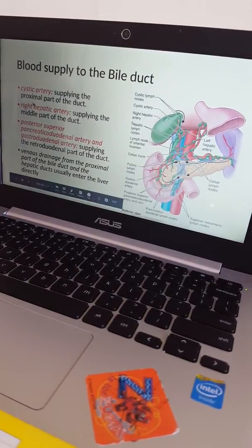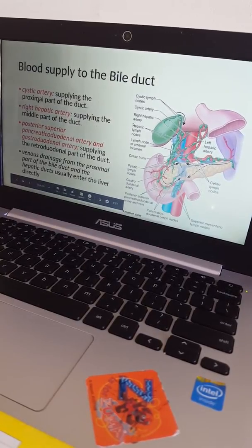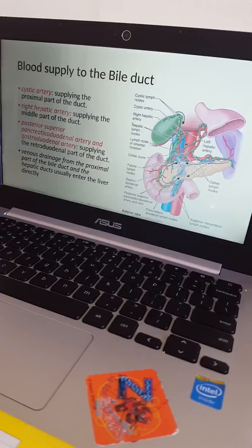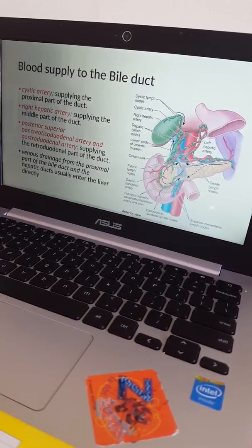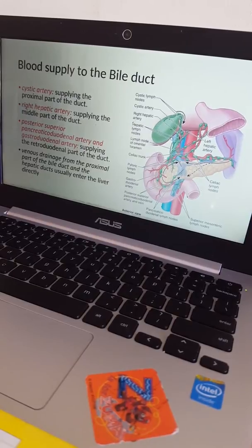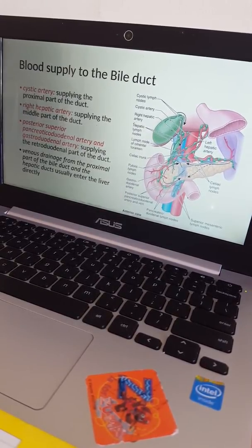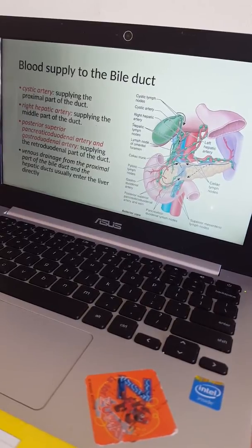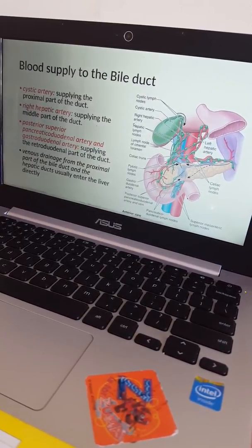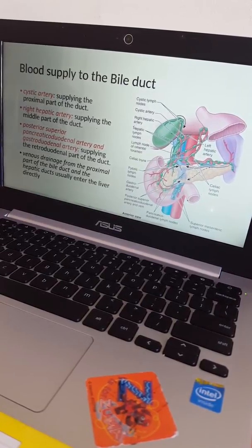So what is the blood supply to the bile duct? Cystic artery supplies the proximal part of the duct. It is very understandable because proximal part means the origin part, and the cystic artery is just near there, right? So the proximal part will be supplied by this. The right hepatic artery supplies the middle part of the duct, because the right hepatic artery is somewhere here.